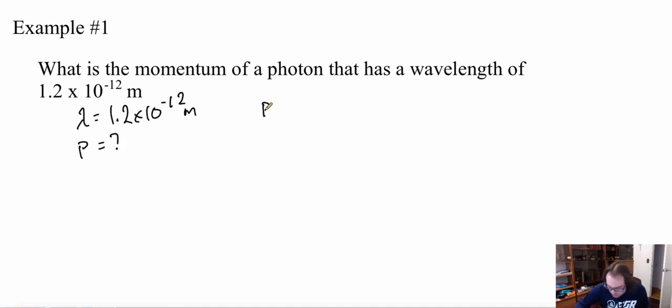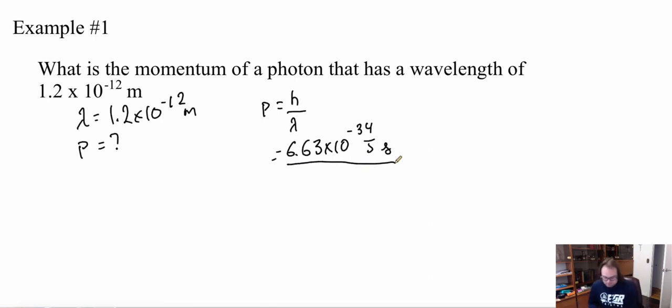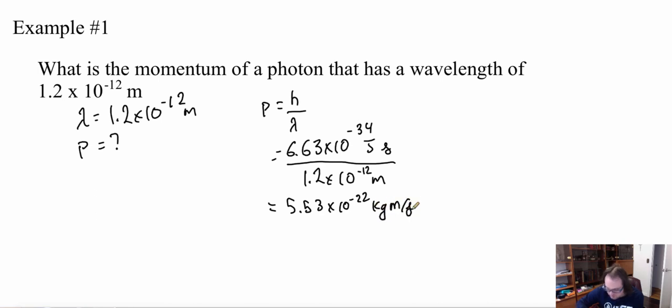So here we know momentum is equal to Planck's constant divided by my wavelength, which is equal to 6.63 times 10 to the negative 34, and that's joule seconds. And that's all going to be divided by my wavelength, which is 1.2 times 10 to the negative 12 meters. Now I divide these here, and I'm going to end up getting 5.53 times 10 to the negative 22 kilogram meters per second.